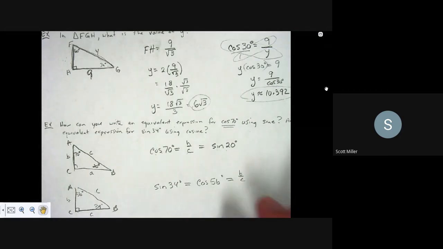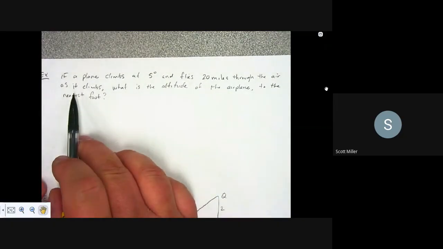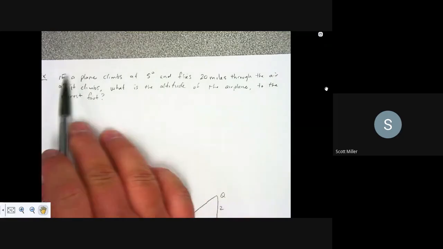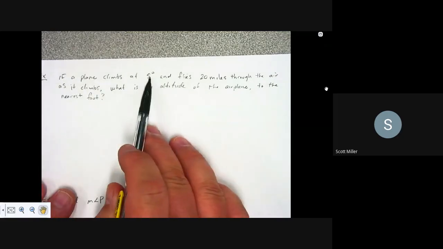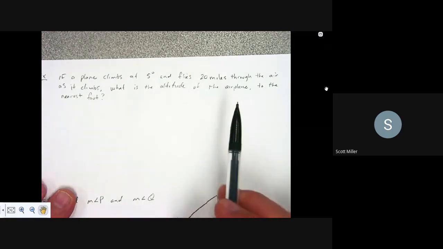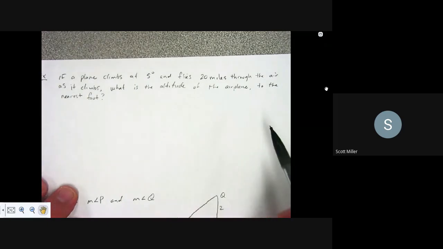Let's look at another example that we have. This is more of a real life scenario, and it kind of leads to where we need to be going. So if I have a problem like this, this is a real life scenario problem. A plane climbs at 5 degrees and flies for 20 miles through the air as it climbs. What is the altitude of the airplane to the nearest foot?